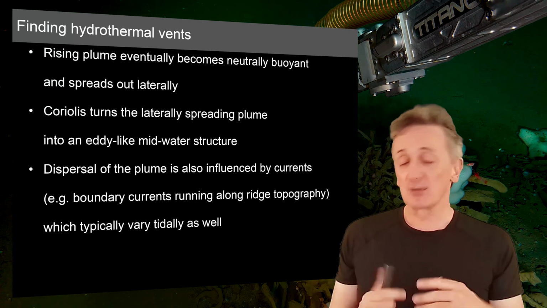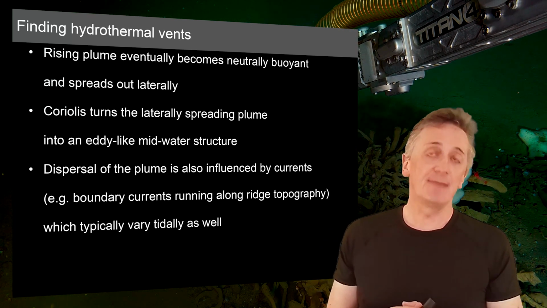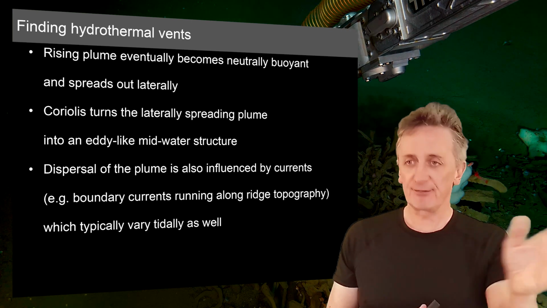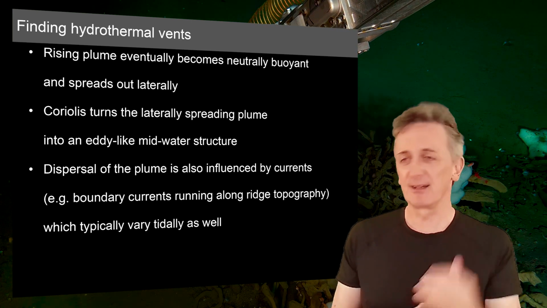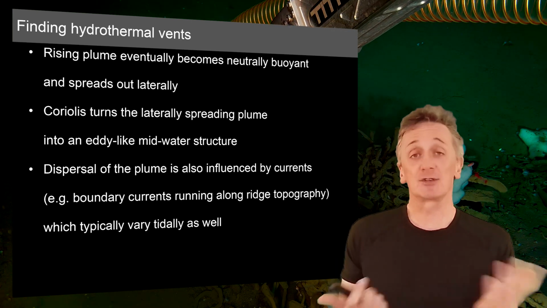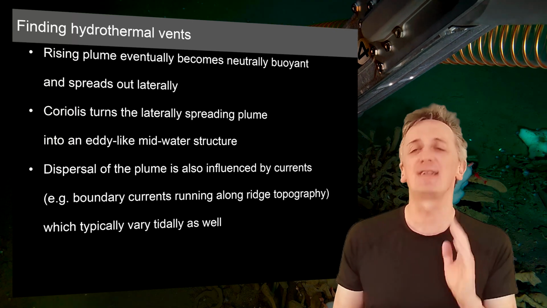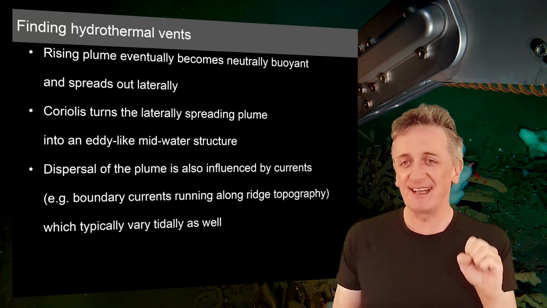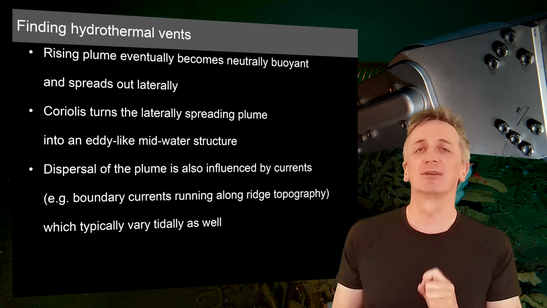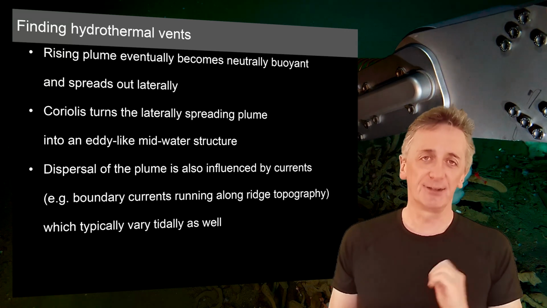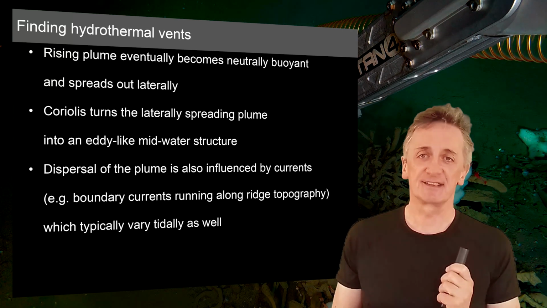And that plume, of course, gets blown around by bottom currents. It might end up getting trapped by topography, running along the sides of mid-ocean ridges, for example. And of course, bottom currents can vary tidally, so it's highly dynamic. So finding the vent plume and mapping it and trying to figure out what's the source of that plume, that's the real challenge in the first phase of studying hydrothermal vents.